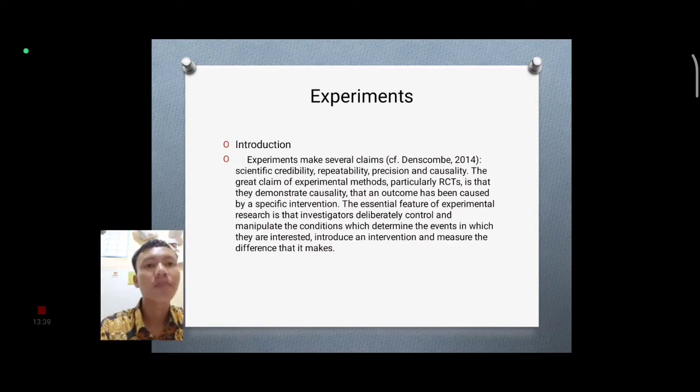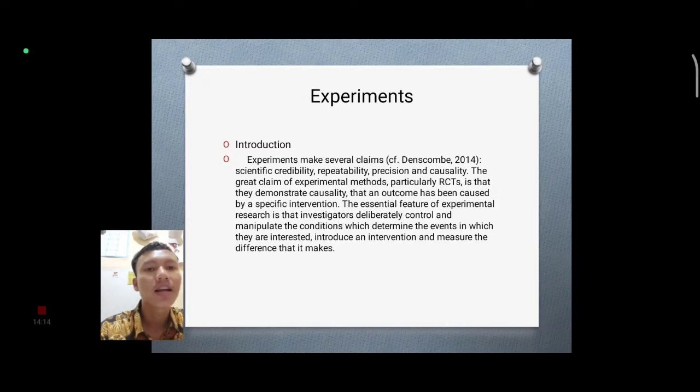Okay, next about experiment. Experiment makes several claims: scientific credibility, repeatability, precision, and causality. The claim of the experimental methods, particularly RCTs, is that they demonstrate causality, that an outcome has been caused by a specific intervention.